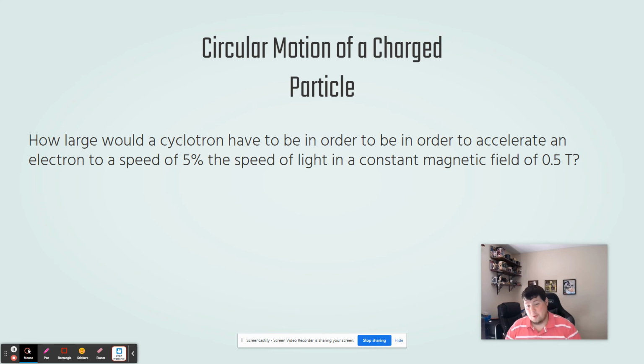It's pretty small. So you really don't need a very large synchrotron to get to even high speeds, like 5% the speed of light. But as you get closer and closer to the speed of light, this gets much, much larger. And that's why we have to build such bigger ones. The one in the Large Hadron Collider can do 99.9999-something percent the speed of light. It's very, very fast.